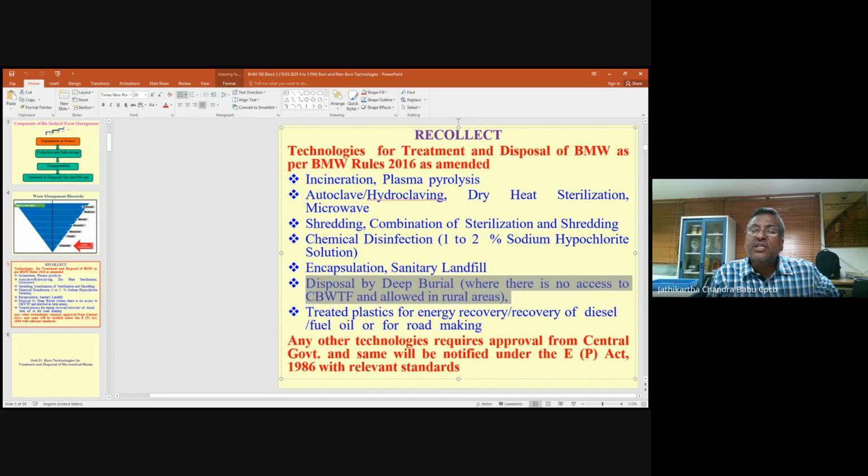Okay. And using this solution, you can treat the waste for how much duration? Not less than how many minutes? How many minutes?